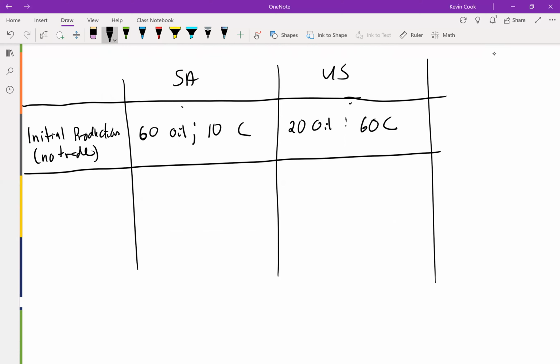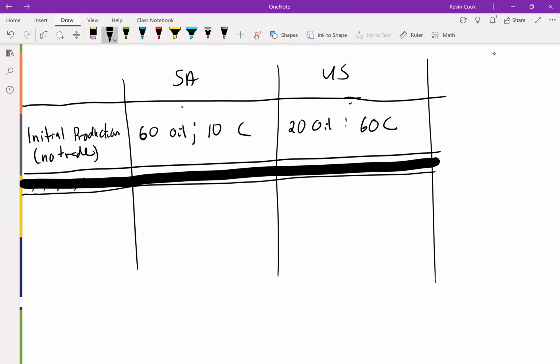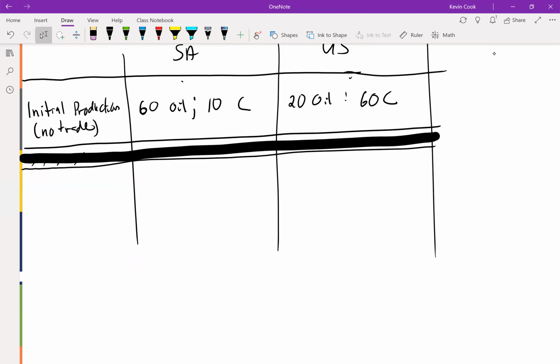I'm just going to leave a little bit of a gap here to denote that this is kind of two separate things going on. So the second thing that we're interested in is what can we produce if each country specializes in their good? So we're going to have a step that's called production with specialization.